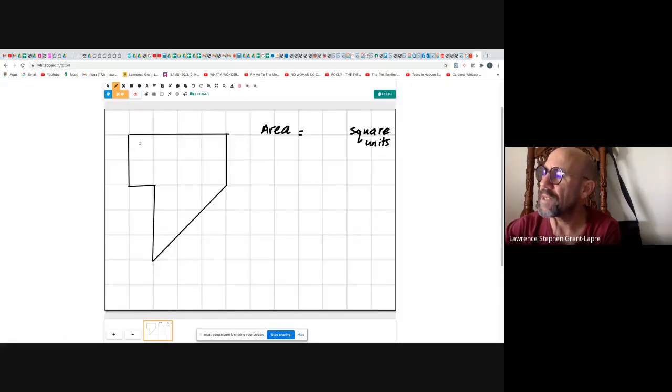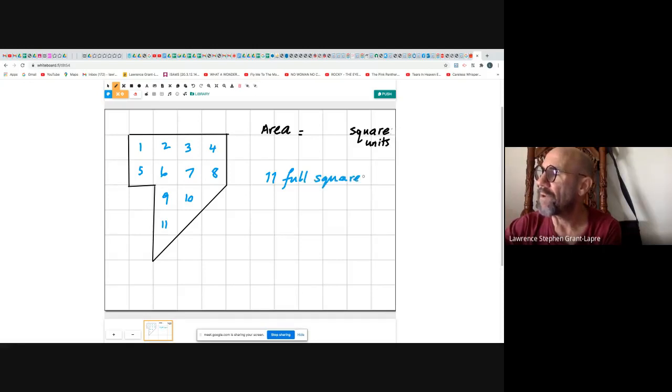So let's count the squares in here. There's 1, 2, 3, 4, 5, 6, 7, 8, 9, 10, 11 full squares. All right. So 11 full squares. So they all count as 1.